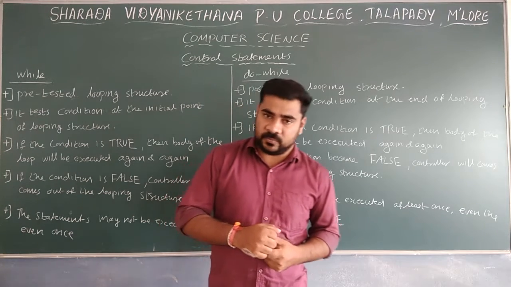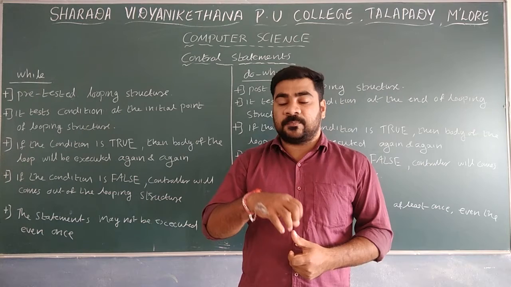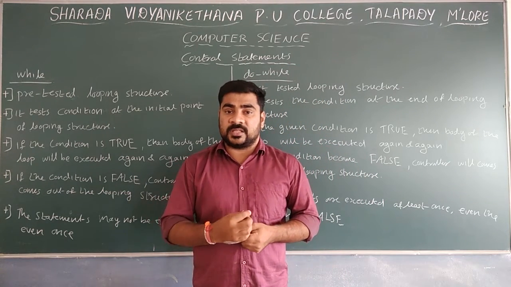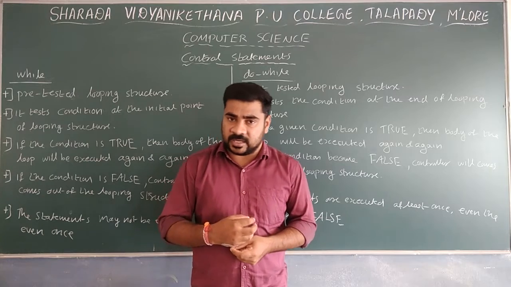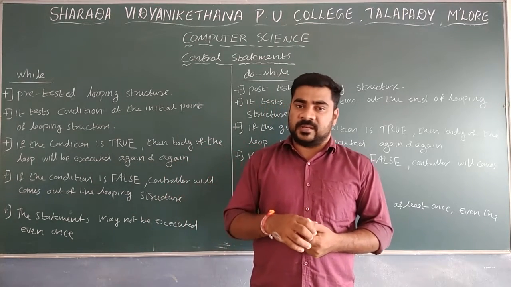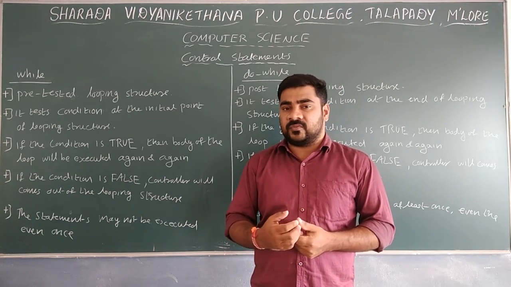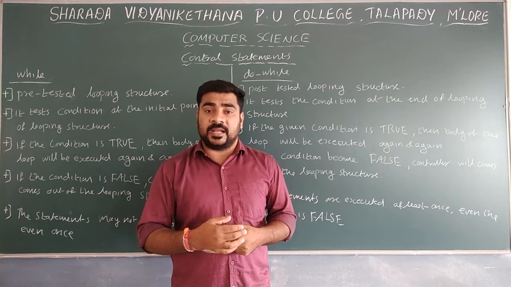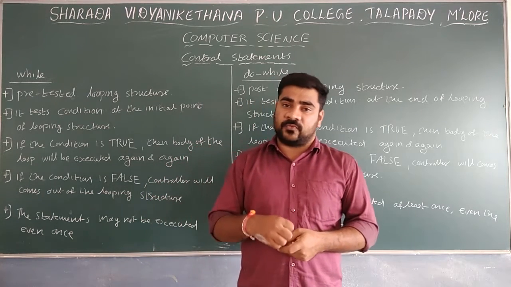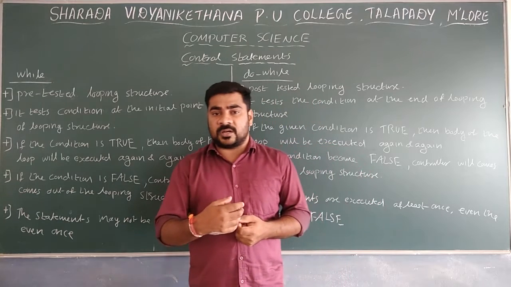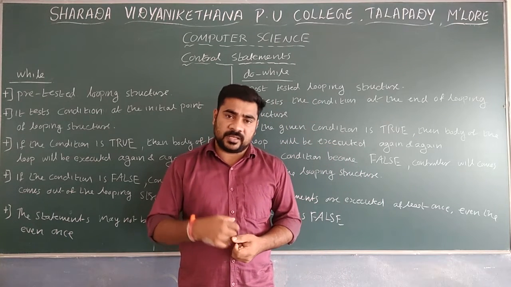Here, what is a while loop? While is a pre-tested looping structure, and here first the control is going to check the condition. If the condition is true, then the body of the loop will be executed. After executing the body of the loop, once again the condition will be tested, and this process will be repeated again and again until the condition becomes false. So this is known as while looping. Whenever the condition is false, the control is going to move out from the looping structure.